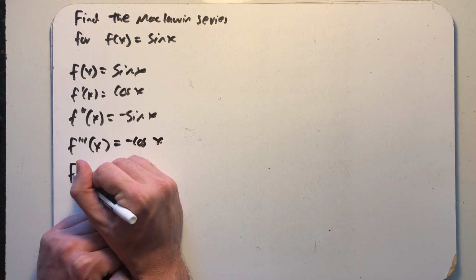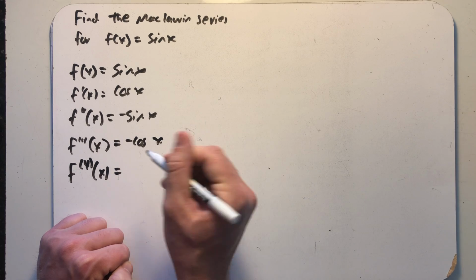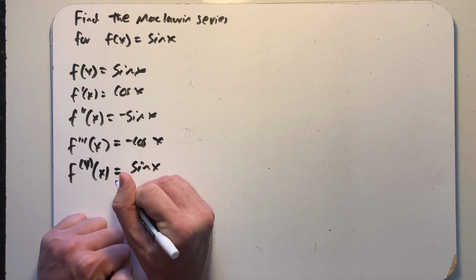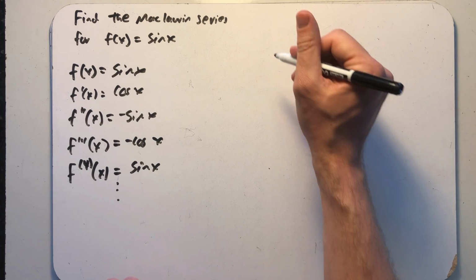And here, when I get to the 4th derivative, we've looped back around to the original function, and we know this behavior of sines and cosines, that these derivatives will just keep looping around.